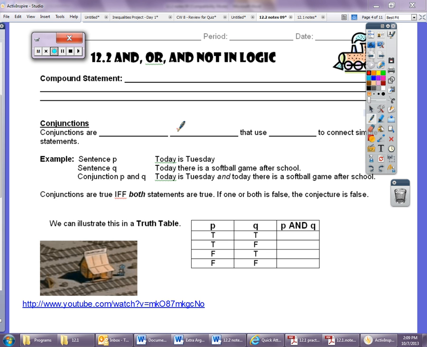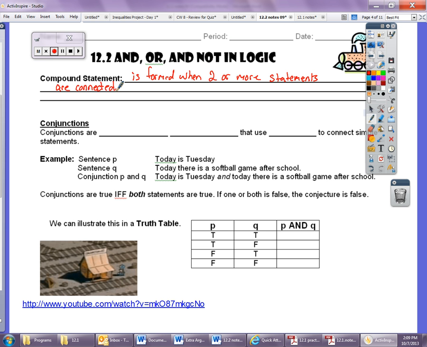Notes 12.2: and, or, and not in logic. A compound statement is formed when two or more statements are connected. So it's sort of like a compound sentence. When you connect two or more simple sentences, you get your compound sentence. Same thing with a compound statement. It's formed when you have two or more statements that are connected.